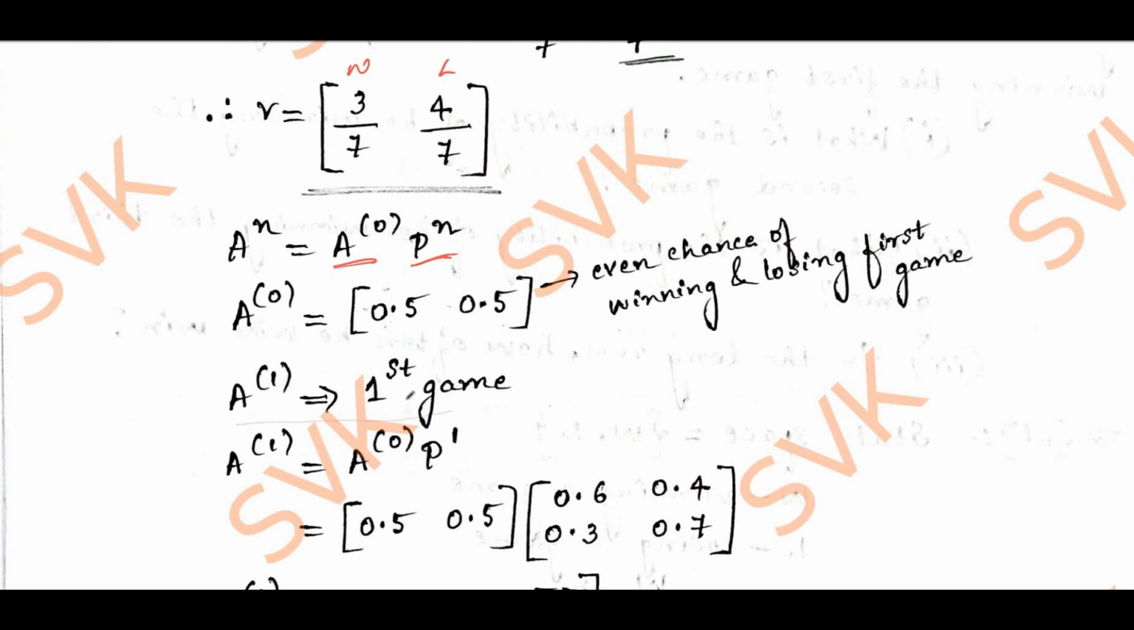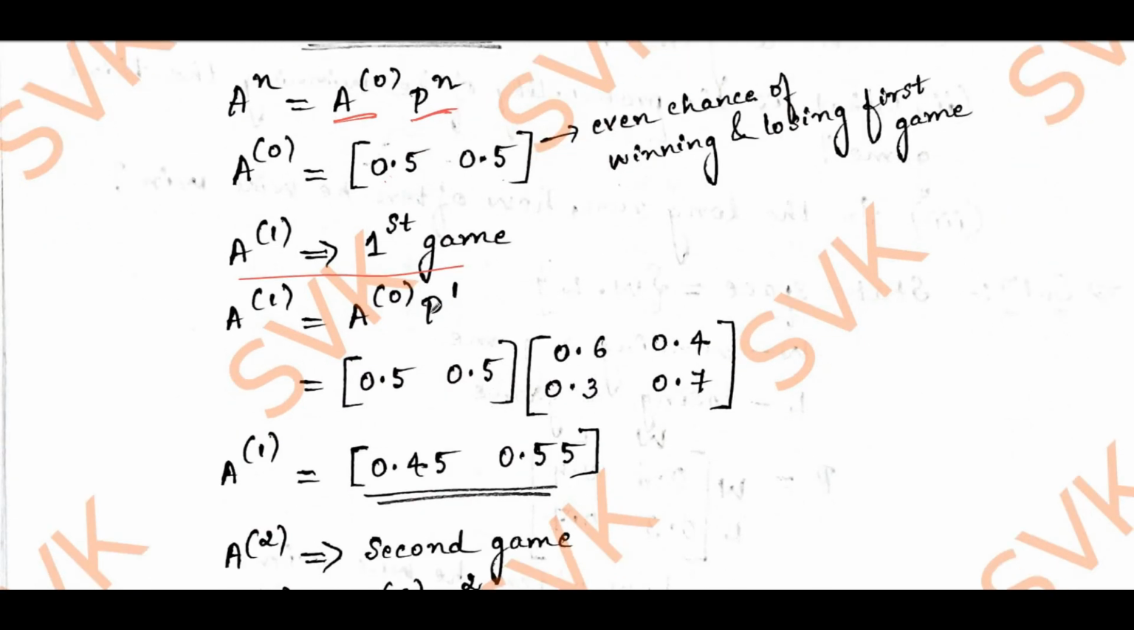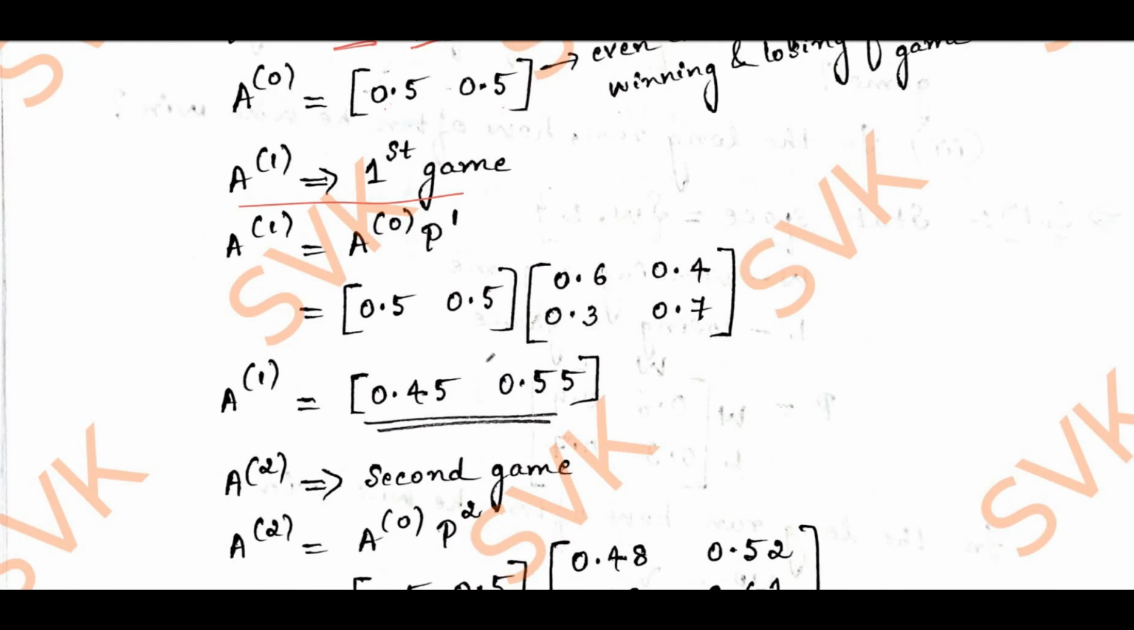So A1 is nothing but the first game itself. That is what we already know as P1. P1 is nothing but the original transition matrix. So A1 is equal to the initial matrix multiplied with the probability transition matrix. If you multiply these two matrices, we are going to get the value 0.45, 0.55. Therefore, the probability of winning the next game is given.